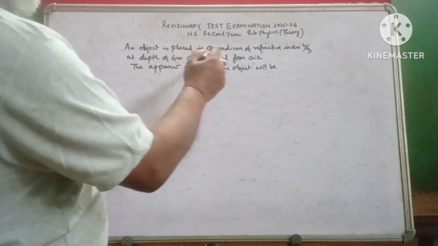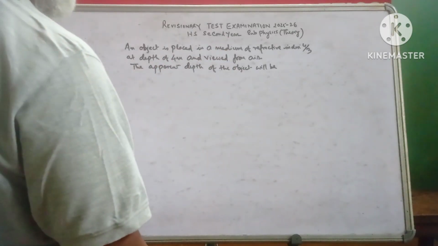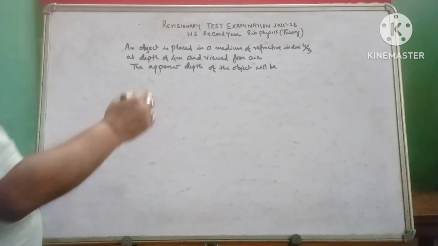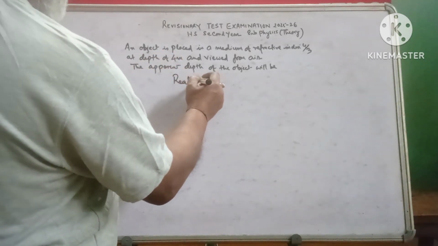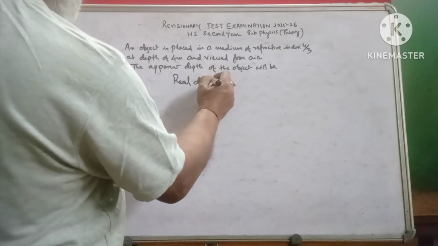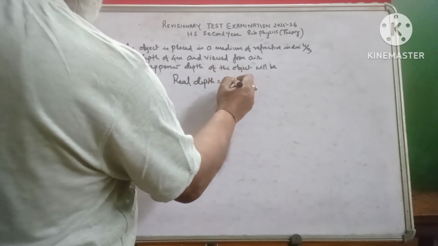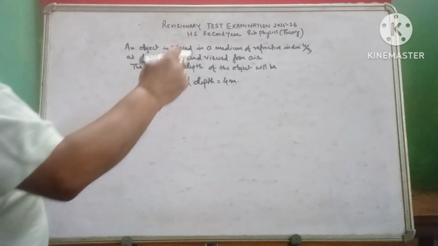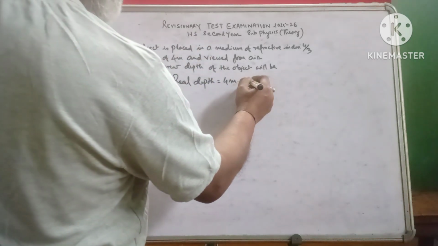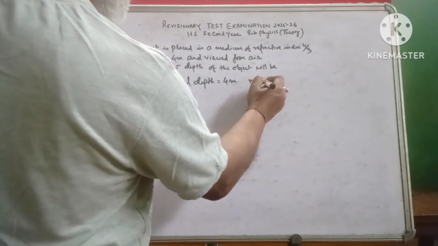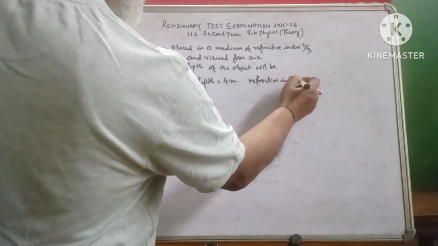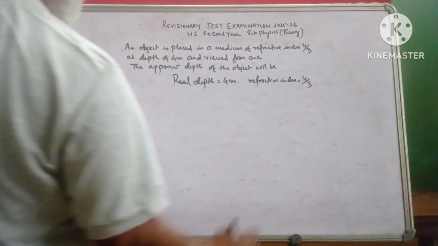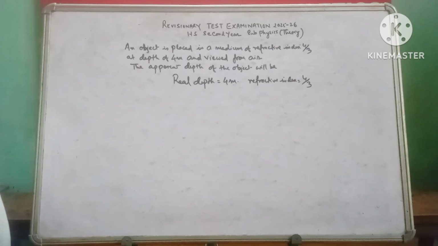An object is placed in a medium of refractive index 4 by 3 at a depth of 4 meter. That means this is the real depth. Your real depth is 4 meter, and the refractive index is given as 4 by 3. You have to find the apparent depth.